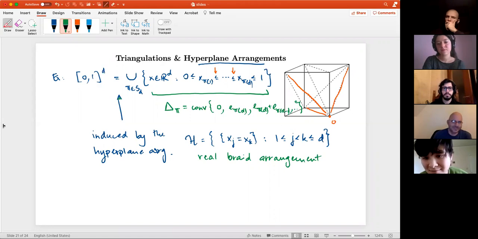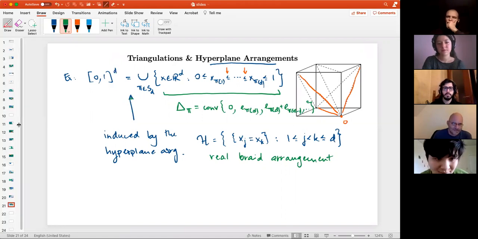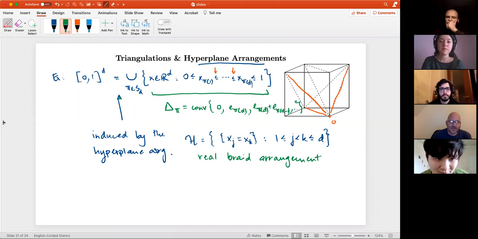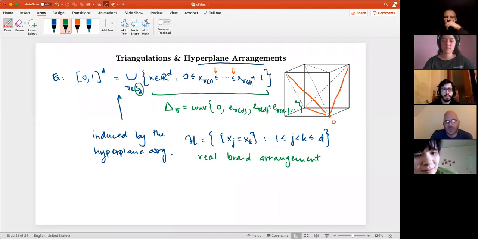Yeah, what was SD in this? I forgot. Sorry. Say it again. My notation, you mean? Yeah. So that's just the symmetric group on D letters.